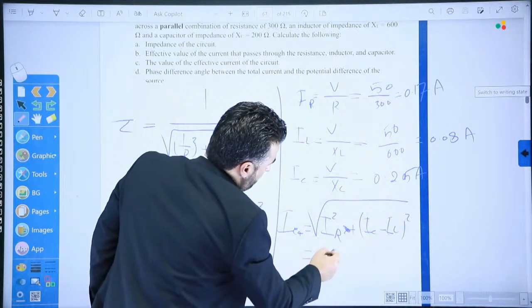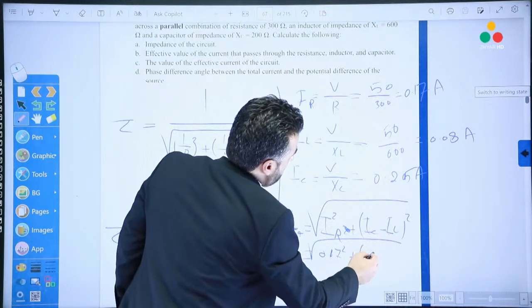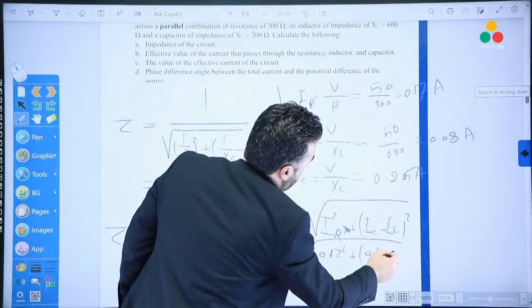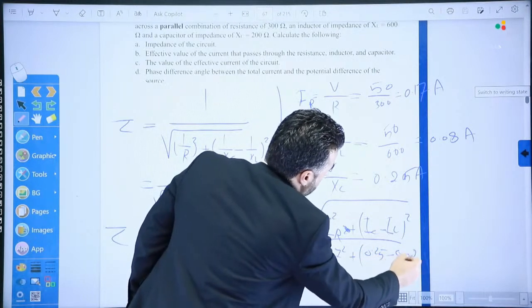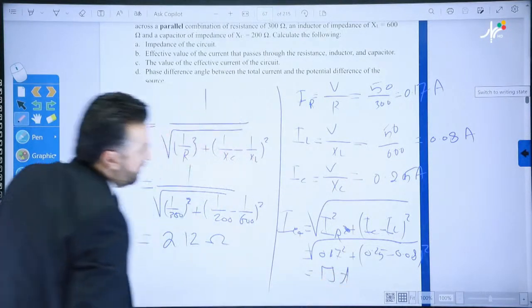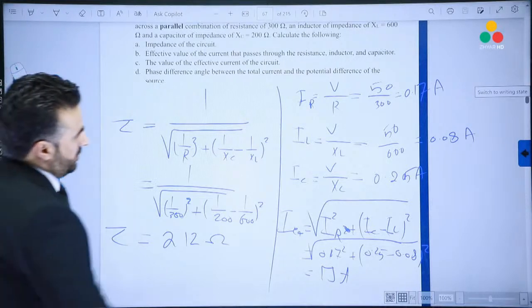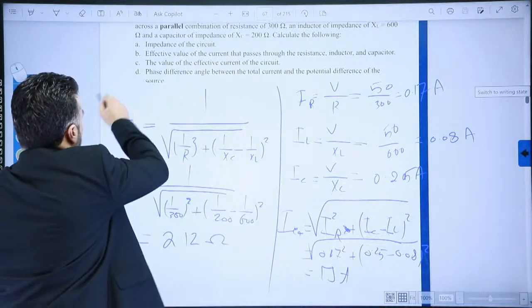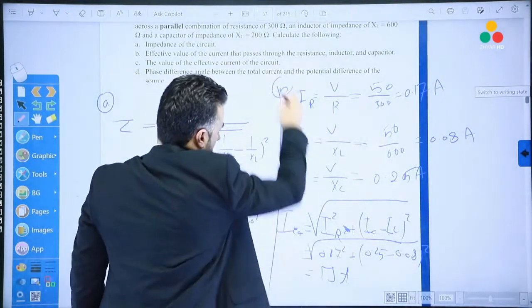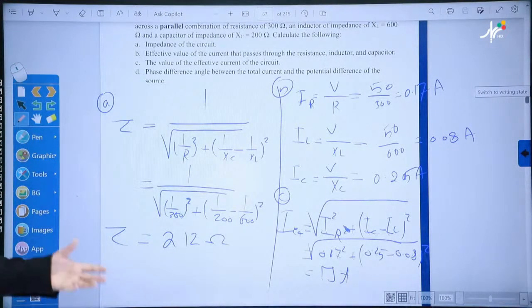So we have 0.17. Let's not forget the square root. That is squared plus IC, which is 0.25 minus 0.08, and then the whole thing squared. You do the math, and you'll find the answer here, this much in amperes. That'll be the I effective. The next thing says the value for the effective current, we have found this one here. So this is part A, that was part B, and this is part C. Part D says, find the phase difference angle between the current and the potential difference of the source here.